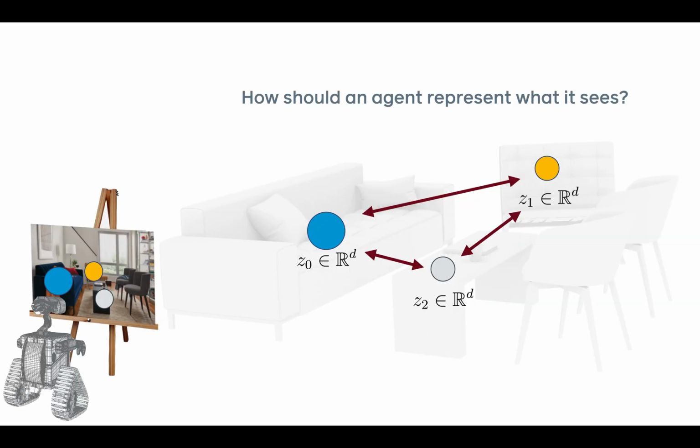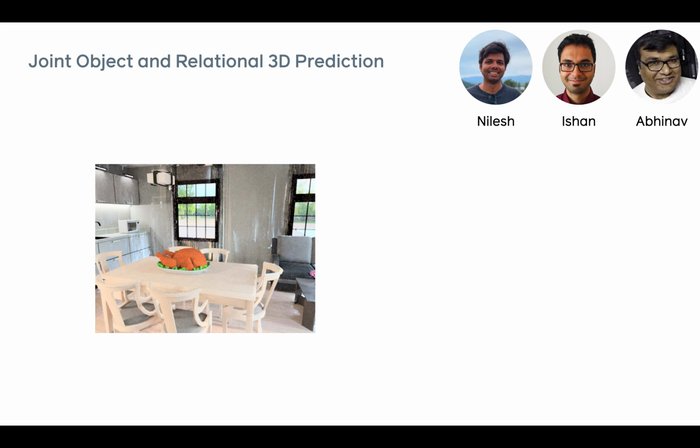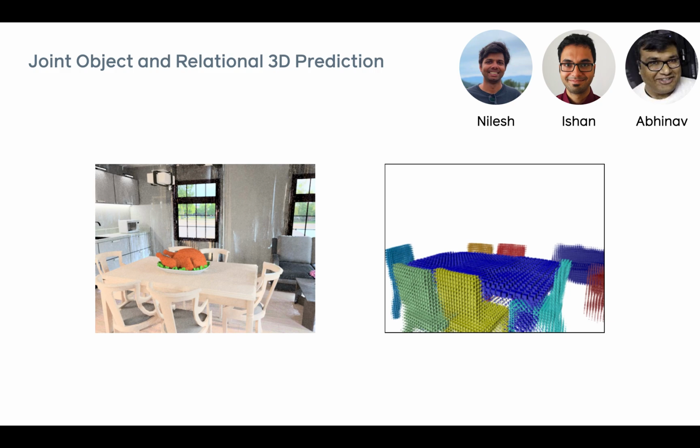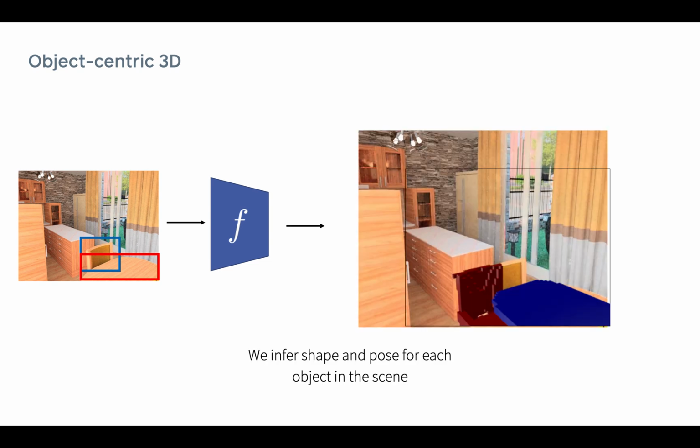So our approach is to not just represent the individual objects or the individual components, but also represent the relationships among them to then compose a coherent 3D scene. Concretely, the goal that we have is, given an input image, we want to be able to predict the underlying 3D structure, which again is in the form of predicting an object-centric 3D representation. That is, our goal is to be able to predict a shape and the pose for each object in the scene, but predict these in a way such that the overall configuration is coherent.